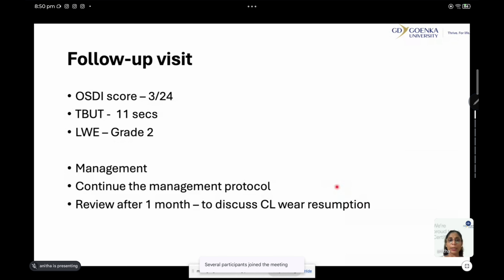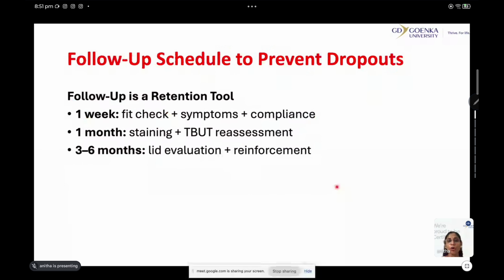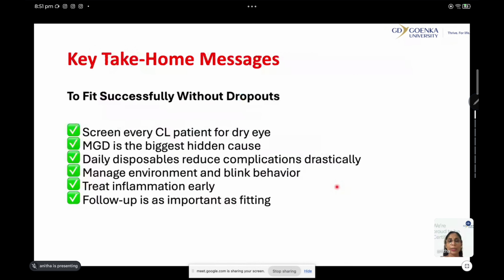That is very important. And then when a person needs to stop lens wear temporarily: when there is significant corneal staining, recurrent infiltrates, or severe meibomian gland flare, allergic conjunctivitis, or contact lens associated red eye. So the rule is always to treat first and refit later. So follow-up schedule is to prevent dropout. Very, very important. In the first week, you check the fit, symptoms and compliance. First month, you look for staining and do a clear breakup time assessment. At 3 to 6 months follow-up, you evaluate the lids and reinforce the compliance measures.